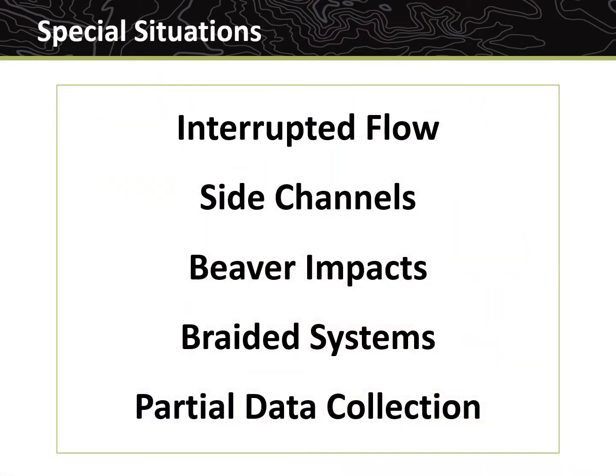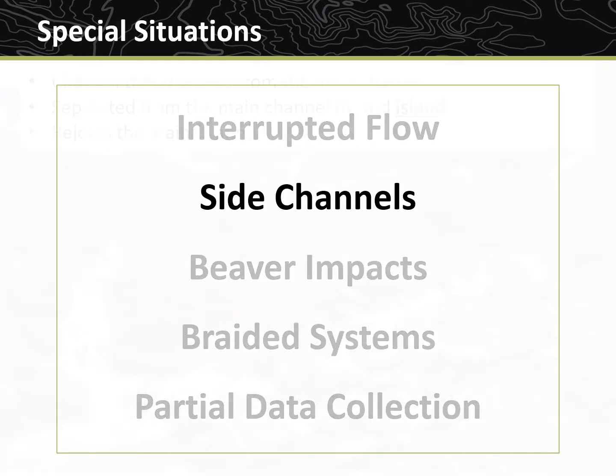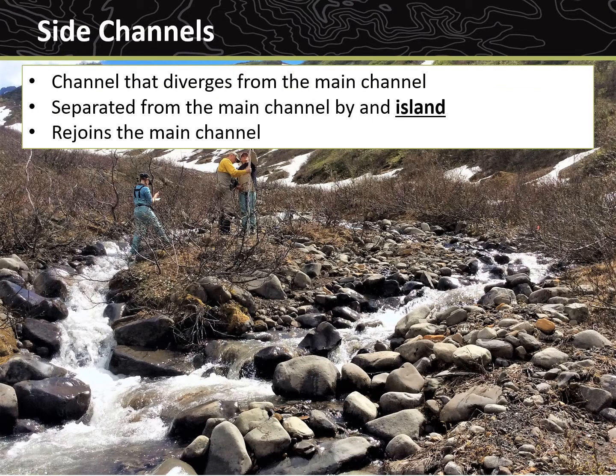A common situation that is encountered at AIM points is the presence of side channels. A side channel diverges from the main channel, is separated from the main channel by an island, and eventually rejoins the main channel. The side channel must have a definable channel, an identifiable bankfull, and other critical concepts.